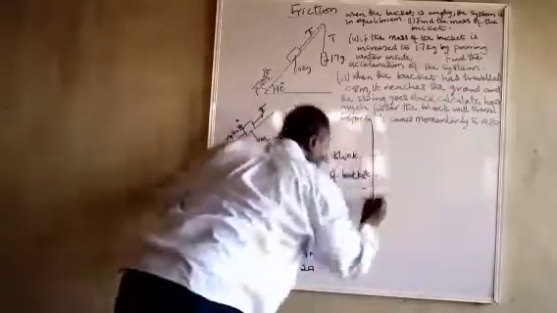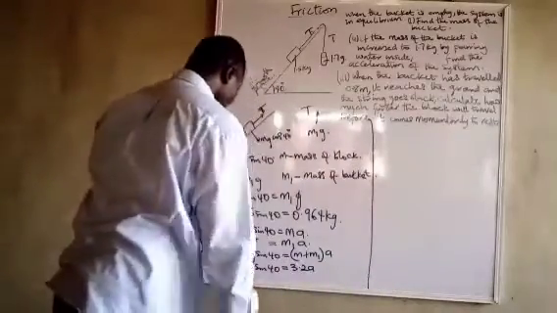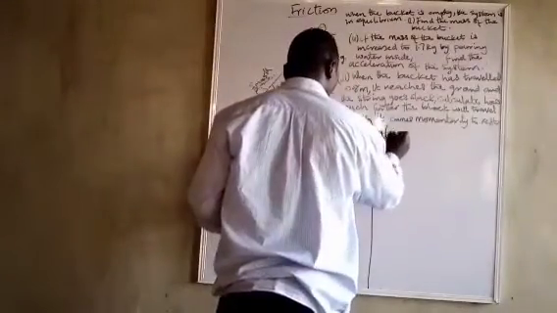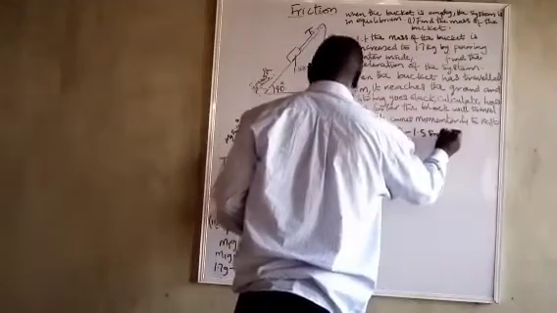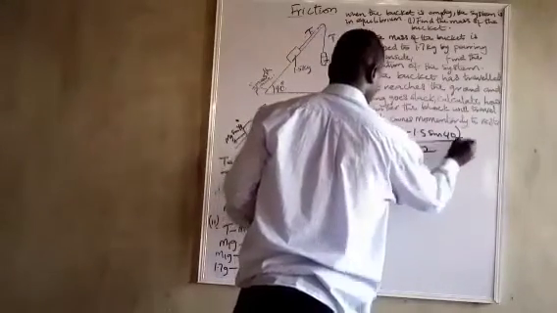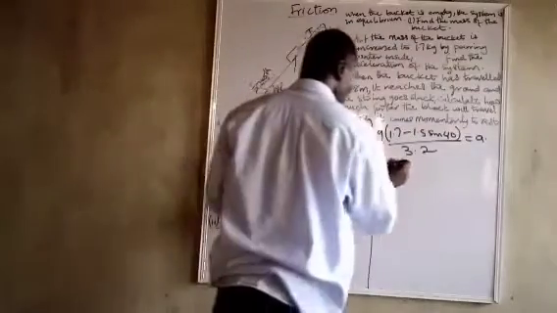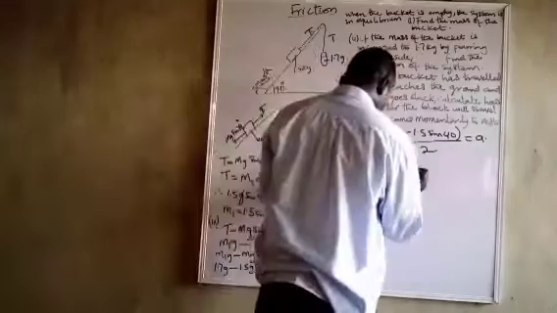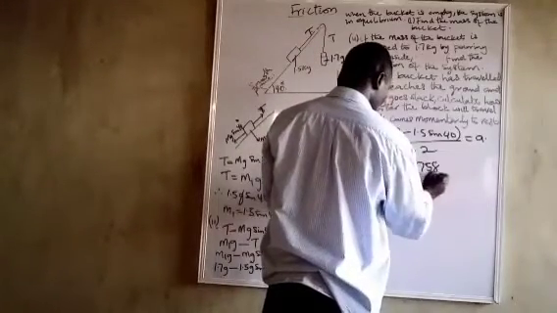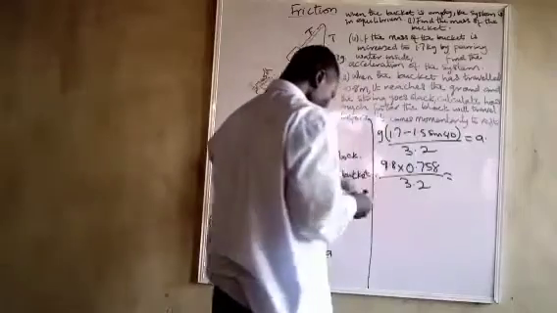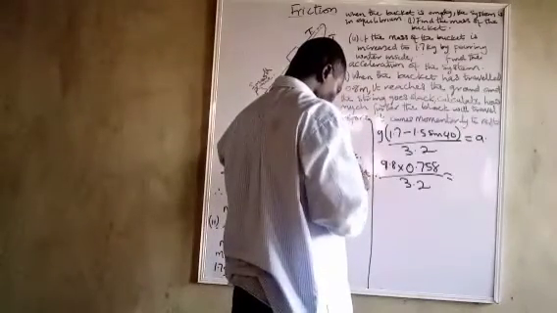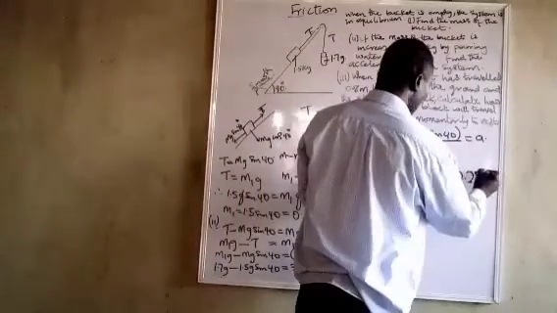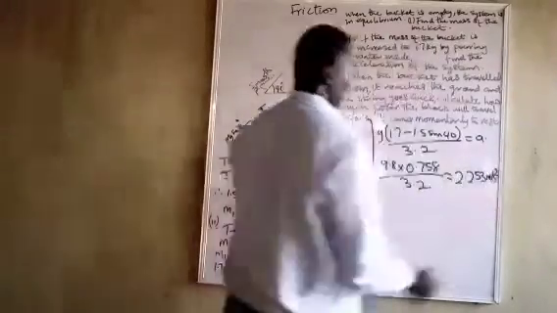m plus m1 is equal to 3.2. So the acceleration of the system, that's what I'm trying to find now. I have a equal to g times 1.7 minus 1.5 sin 40, over 3.2. So the acceleration of the system will be 9.8 times 0.758 divided by 3.2, so that is 2.253 meters per second squared. So that's the acceleration of the system.